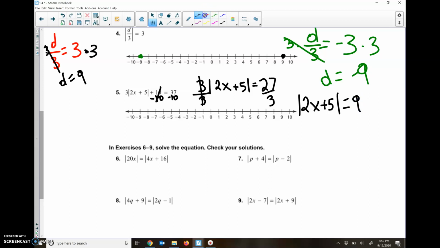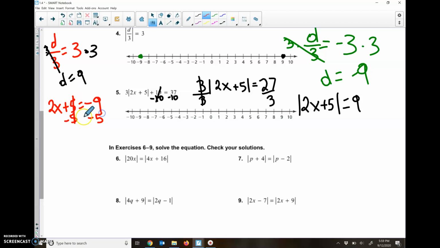Now we can write out our two problems. We're going to leave that over there as our one problem. Oops, let's do this in red, not black. So 2x plus 5 equals 9 is over here. So this side, I'm going to write 2x plus 5 equals negative 9. So I wrote out the same equation, equals a negative 9, equals a positive 9. My steps are both the same.